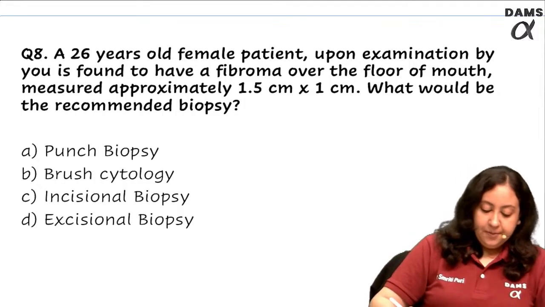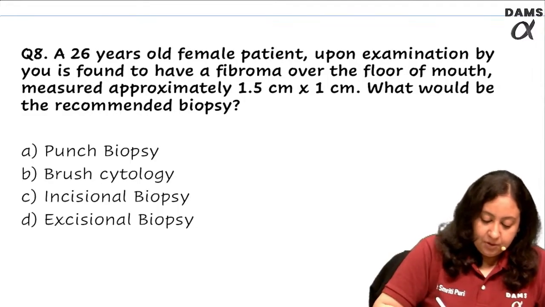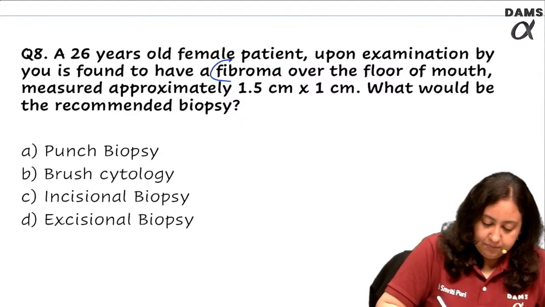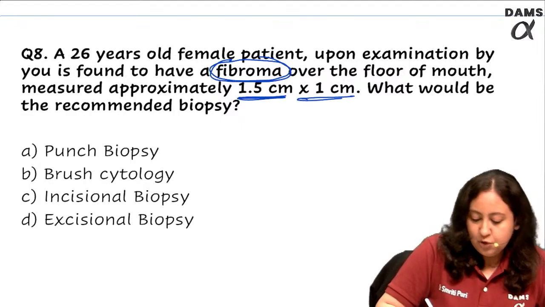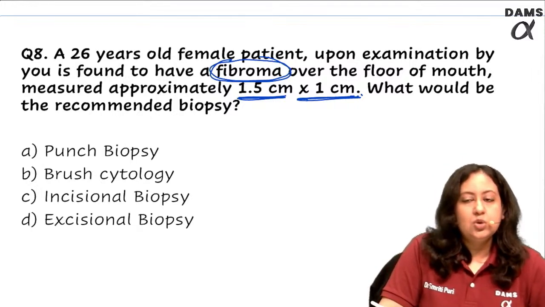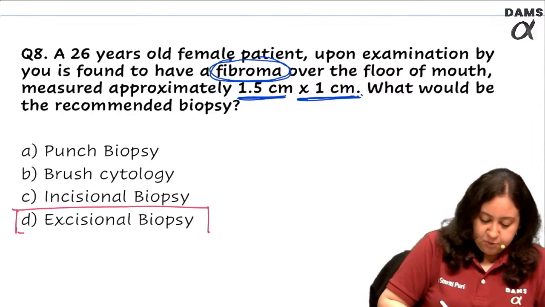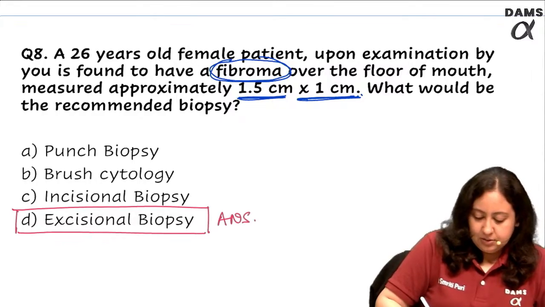Okay, great. So, two things. You encounter a fibroma over the floor of mouth. Fibroma is a benign lesion. Fibroma measuring 1.5 centimeter into 1 centimeter over the floor of mouth. So the correct thing to do would be an excisional biopsy. Option D is the correct answer here.